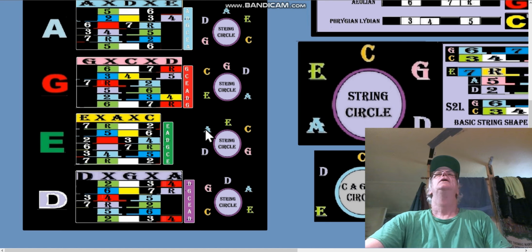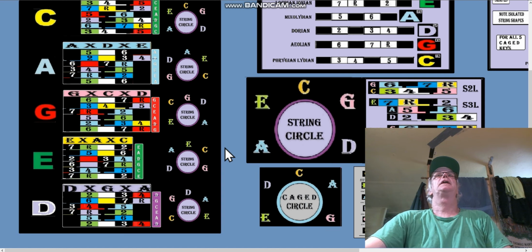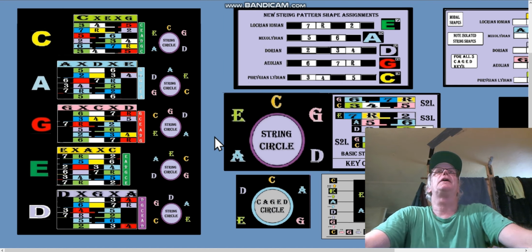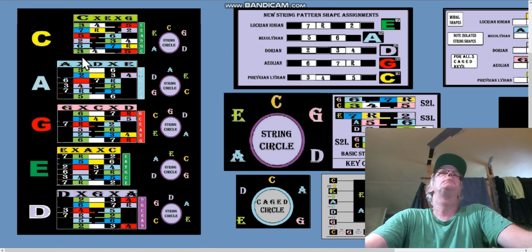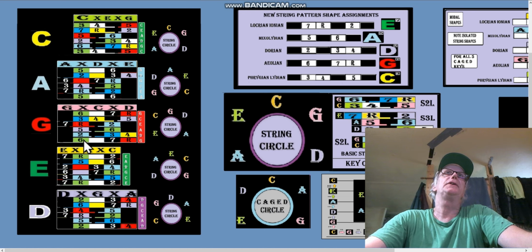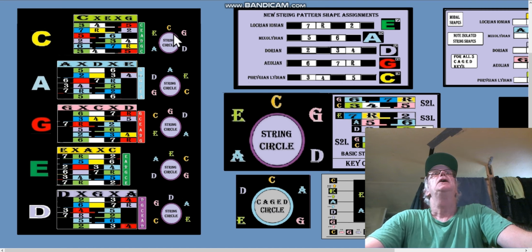Okay, so I know I sound like I'm hurrying because I want to get to the new stuff. So the key of C, remember these are all the same note. This green 3, E, is the fifth of A, the third of C, E is the sixth of G, E is the root of E, and E is the second of D.